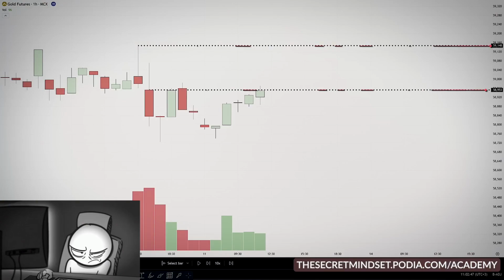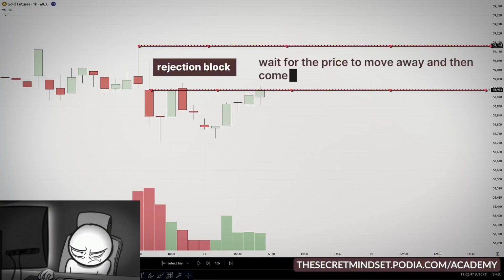Now comes the waiting game. You could enter after the rejection candles. There's nothing wrong with this trade if the rejection block happens at the resistance. But let's say we missed this initial trade. We then have to wait for the price to move away and then come back to test this level again. This retest is important. It shows us if sellers still think this level matters.